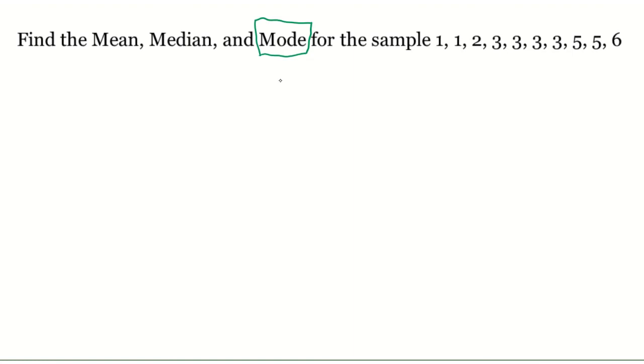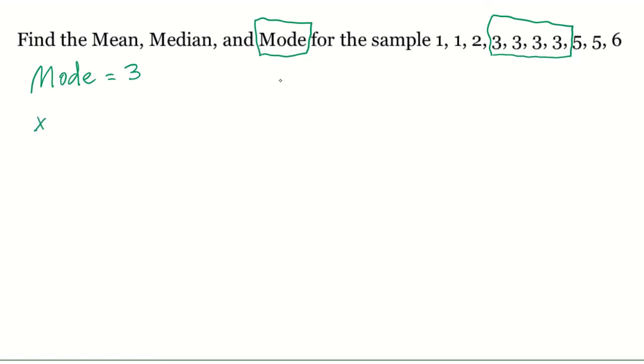And that is going to be the easiest because all you have to do is look at the listed number of data and look at which value repeats the most often. So we can see that the 3 repeats 4 times, which is more than any of the others. So that means our mode is going to equal 3.